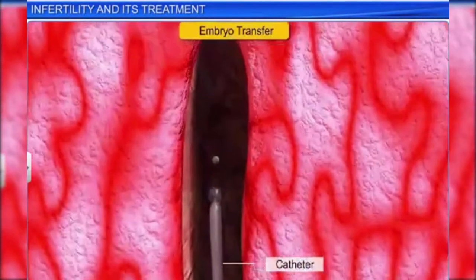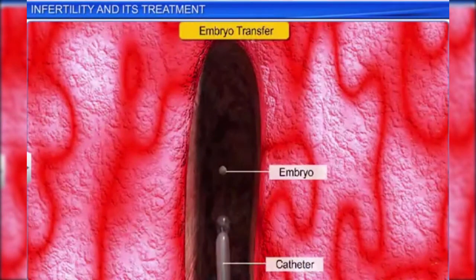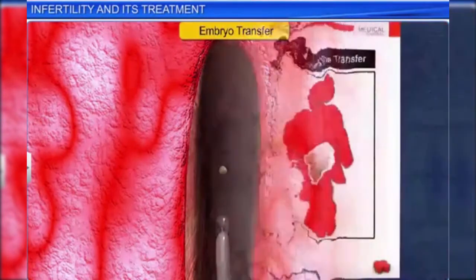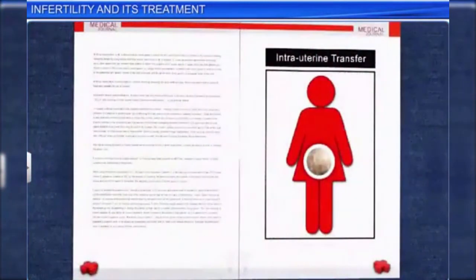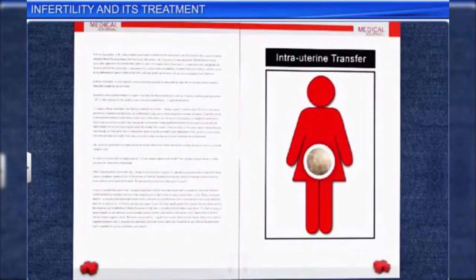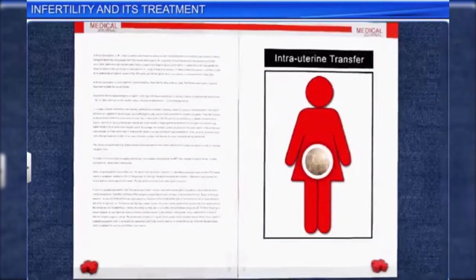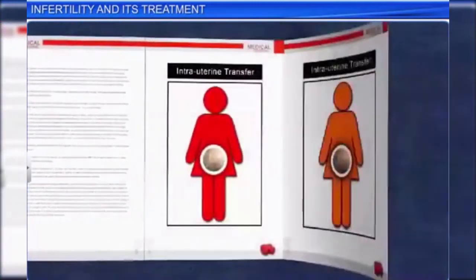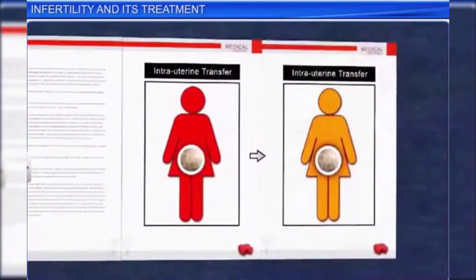Apart from IVF, couples can also opt for intrauterine transfer or IUT. In this method, embryos formed by fusion of gametes inside a healthy woman's body, or in vivo fertilization, are removed through surgery and transferred into the uterus of the woman who wishes to conceive.